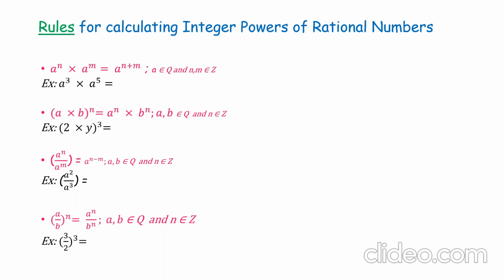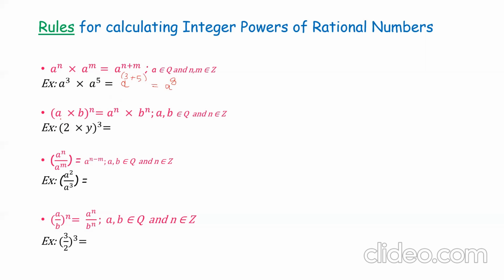So for example, here we have a to the power of 3 multiplied by a to the power of 5. In order to find the result, we take a in this case and we raise it to the power of 3 plus 5. Here 3 is equal to n and 5 is equal to m. So we will get a to the power of 3 plus 5, which equals a to the power of 8. So this is the first rule. Now we move on to the second rule.